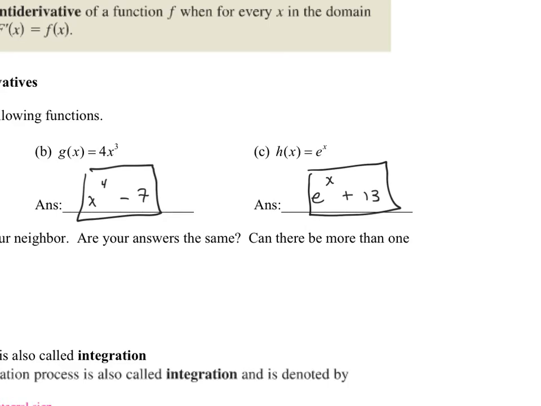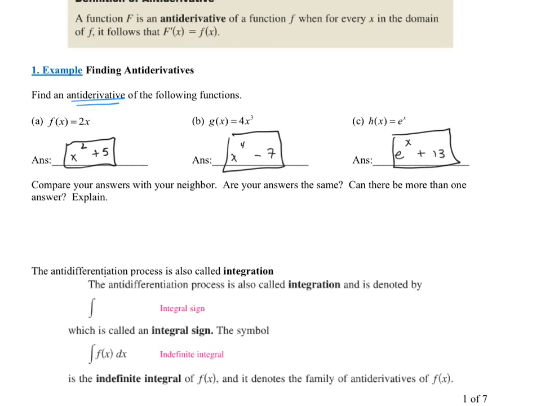Okay, so let's look at this next question. It says, compare your answers with your neighbor. Are your answers the same? Can there be more than one answer? Explain. So for instance, look at part A. I said x squared plus 5. Most of you probably just said x squared. But think about x squared plus or minus any constant number. The derivative of x squared plus or minus any constant would be 2x, because the derivative of x squared is 2x and the derivative of a constant is 0.